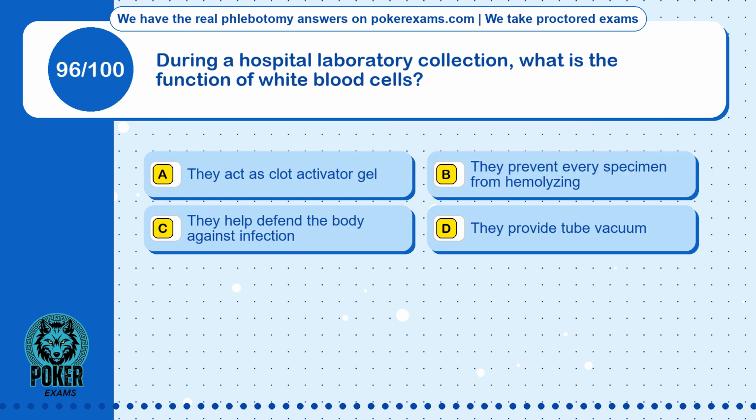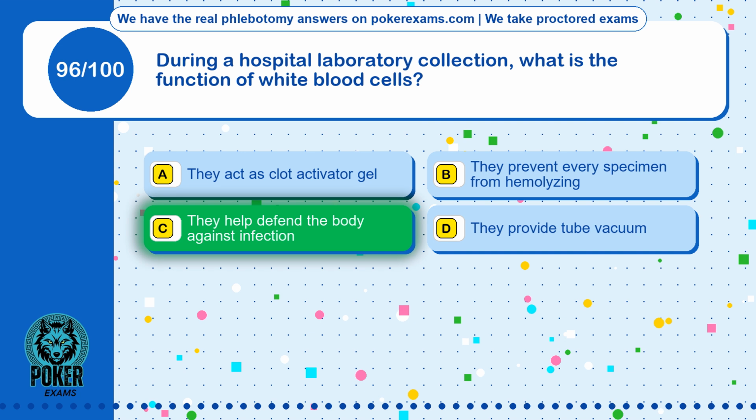Question 96. During a hospital laboratory collection, what is the function of white blood cells? Option A. They act as clot activator gel. Option B. They prevent every specimen from hemolyzing. Option C. They help defend the body against infection. Option D. They provide tube vacuum.